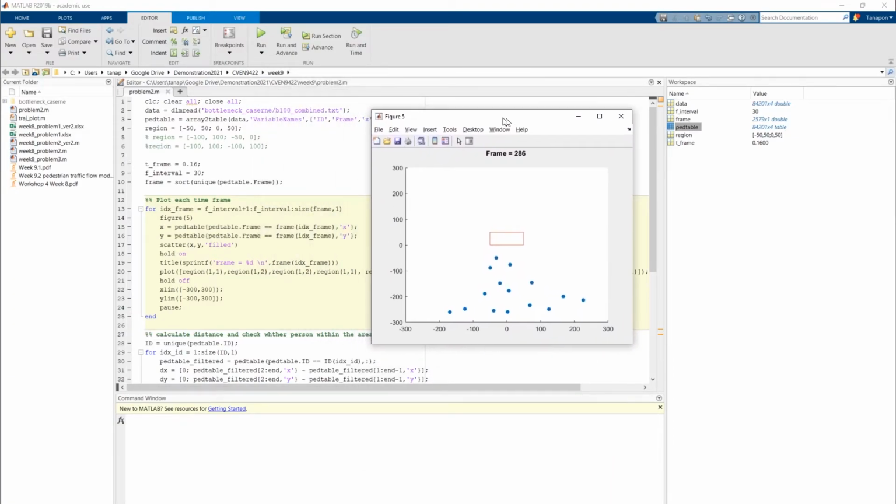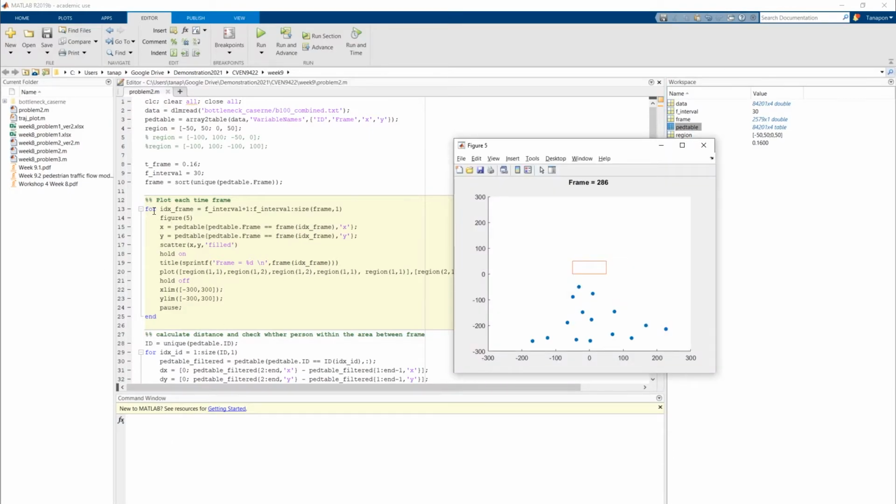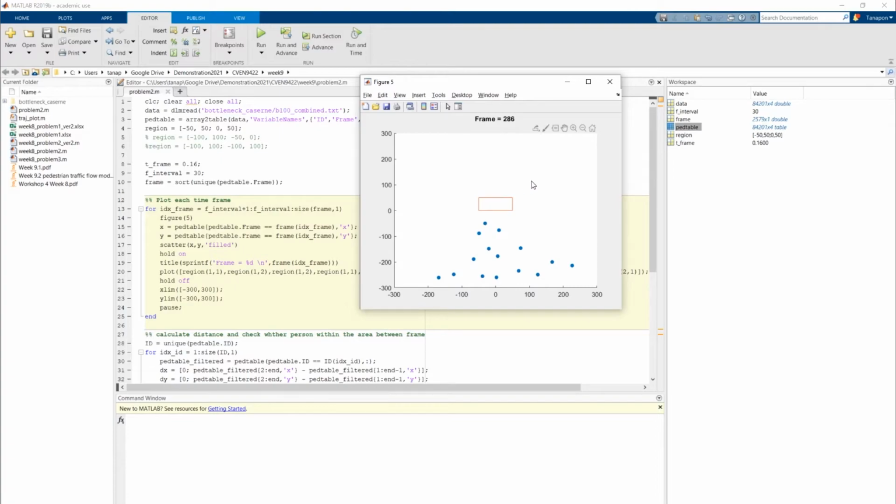Here, if you go to this cell and press Control Enter, it will run from line 12 to line 25. Just run this entire cell and this window will pop up. What we see is the blue dots, which are each person at frame 286, and this red region is the region that we set over here. You can increase or decrease the size, or change the location.